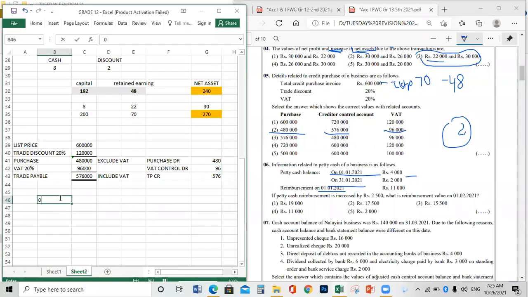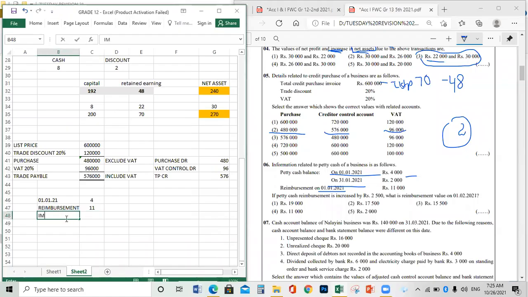Now see, 1st of January 2021, there is an opening balance of 4,000. At the same day, you're making a reimbursement of 11,000. My question is, how much is the interest value before the change? The interest is going to be, very good, 15,000. Guys, the interest is 15,000.